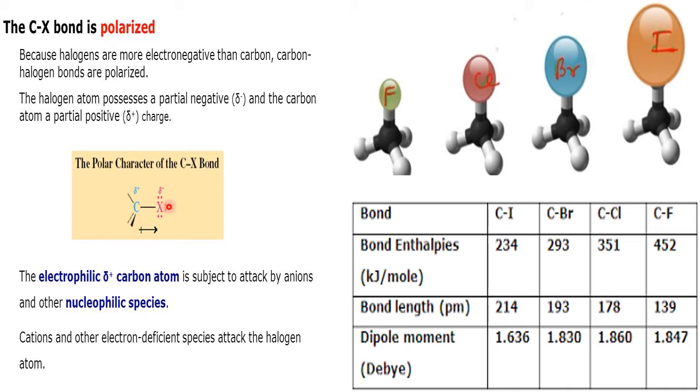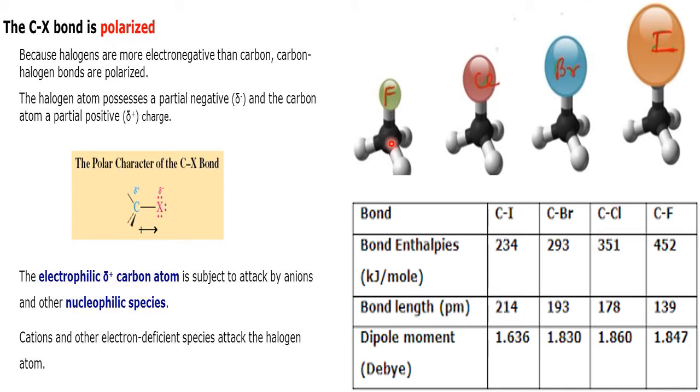So the bond is polarized. Poles are created due to the difference in electronegativity. Any species with a negative charge, a nucleophile, will attack the positive carbon, and any electrophile with a plus charge will attack the other end. So this is the nature of the C-X bond.